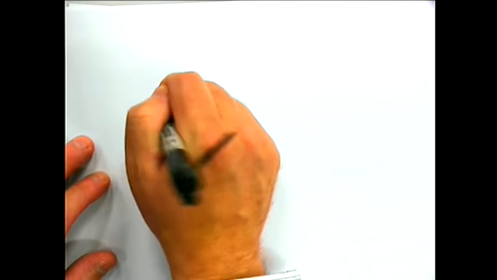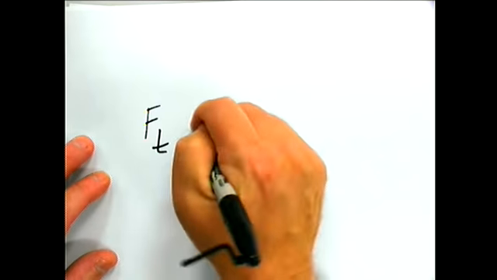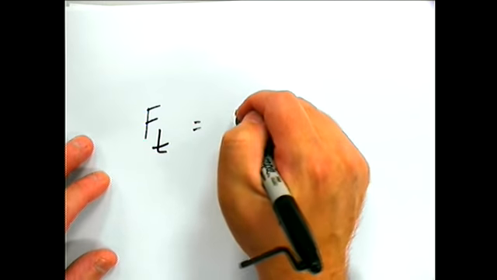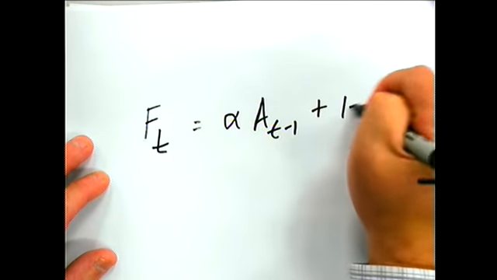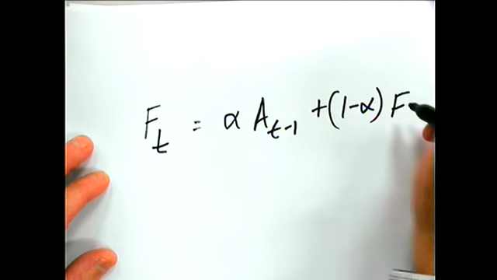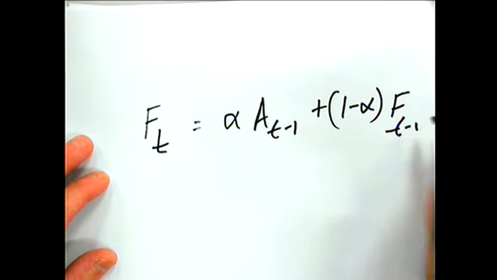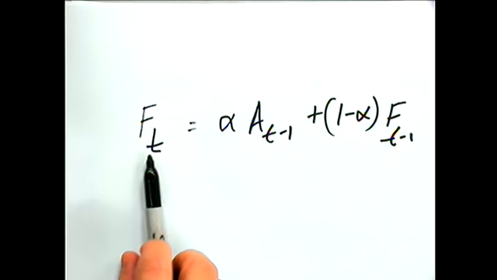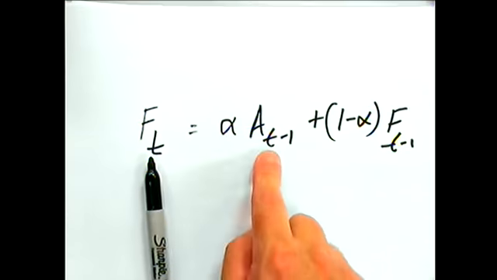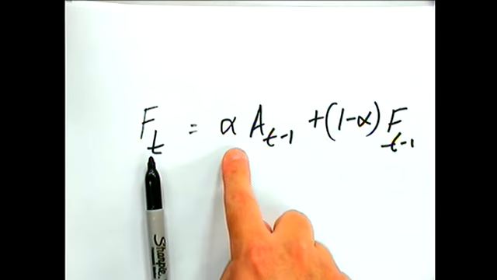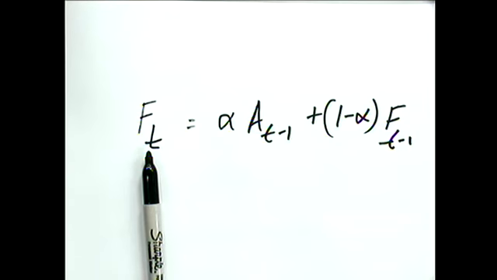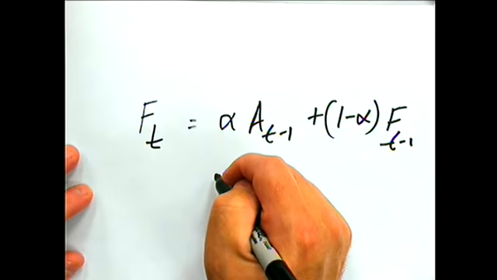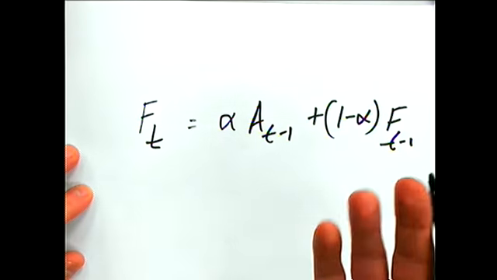Because remember, in exponential smoothing, my forecast at time t equals alpha times my actual at t minus 1 plus 1 minus alpha times my forecast at t minus 1. So what I'm basically saying is I'm going to guess my new value is my old value times alpha plus 1 minus alpha times my old forecast. Does everybody get that? So alpha is typically between 0.5 and 0, okay?